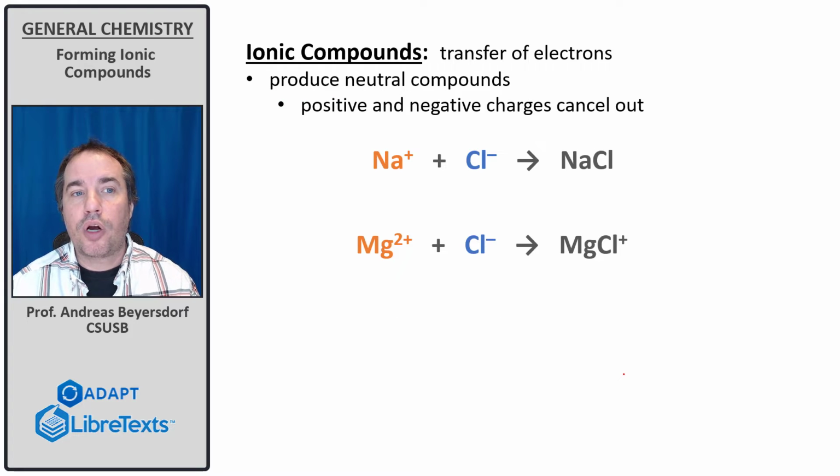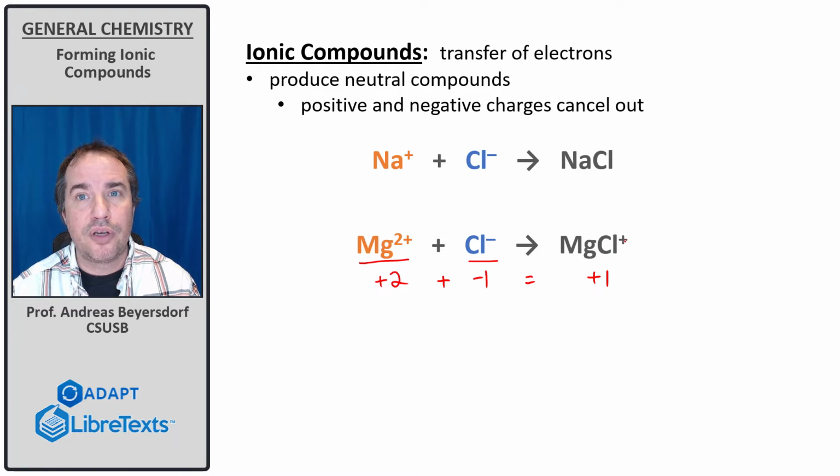Now this becomes more complex for something like Mg2+ and Cl-. Magnesium has a 2+ charge. We can find this from the periodic table. Chlorine has a -1 charge. And so if I just put together a 2+ charge and a -1 charge, that would get me something that has a positive 1 charge, MgCl+. So this would not be a neutral compound.